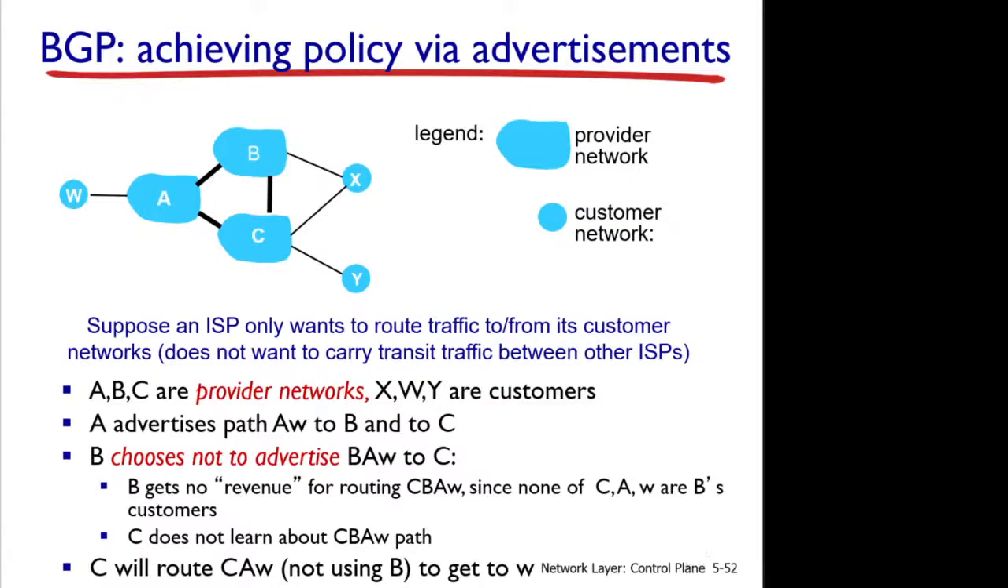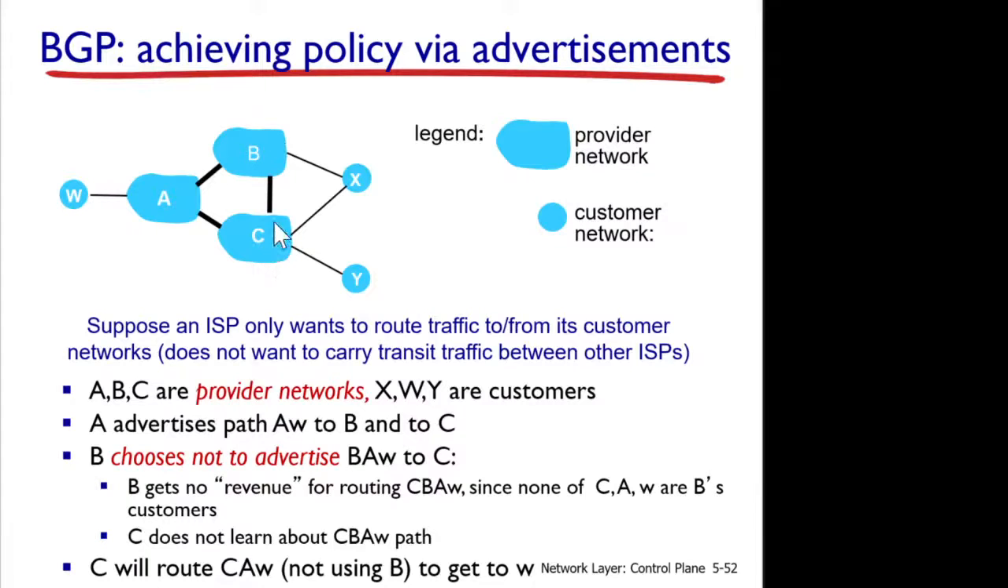Yeah, so there's other types of policy decisions here as well. So let's imagine we've got A, B, C here, our provider networks. They're all ISPs, we'll imagine, that are connected together, peers that are connected together. And we'll imagine that the smaller ones are customers. So we'll say A advertises the path AW to everybody else, to both B and C. And we'll say B might make the decision not to advertise BAW to C.